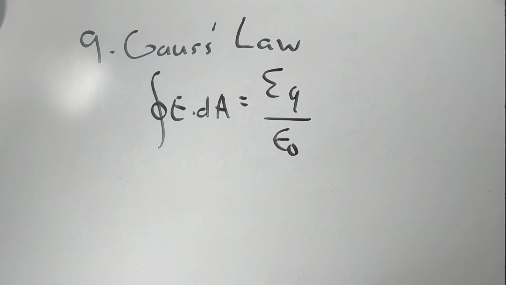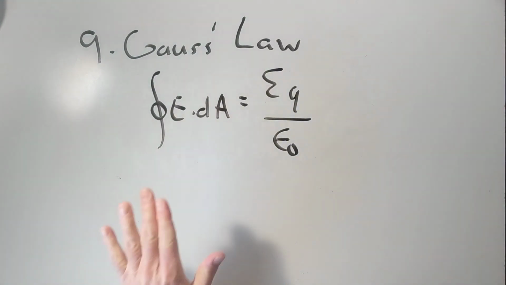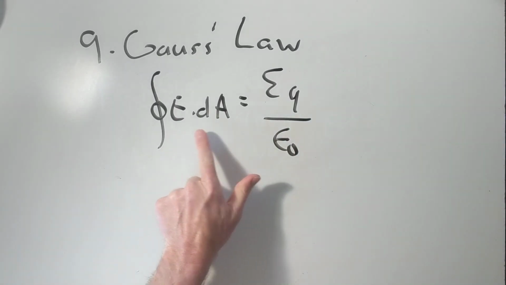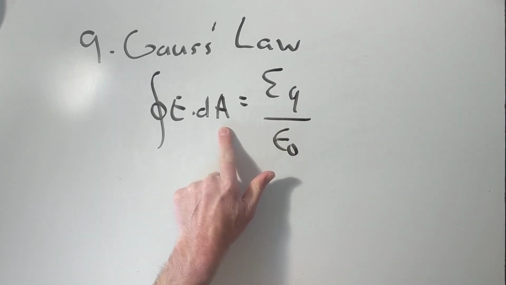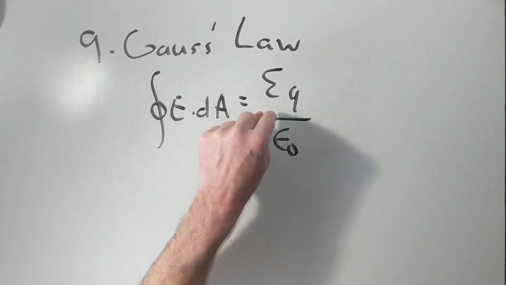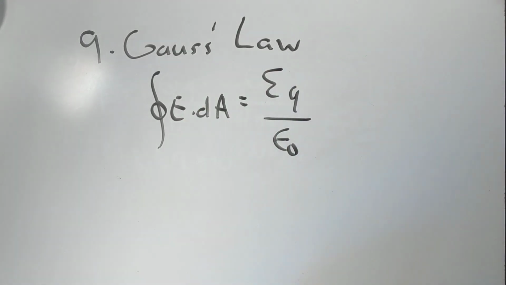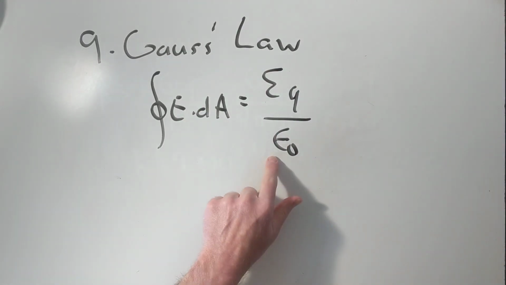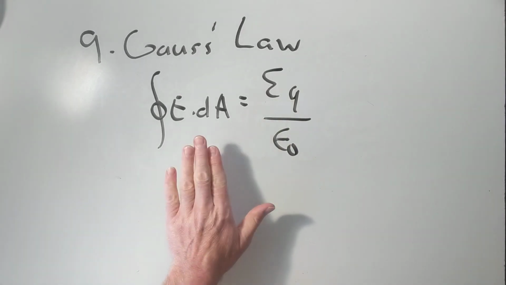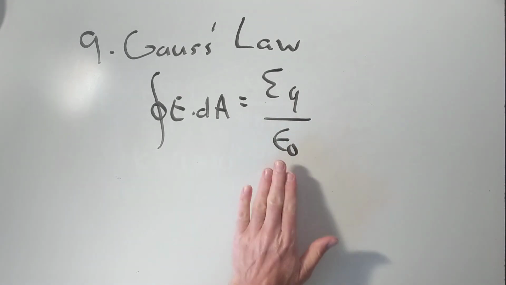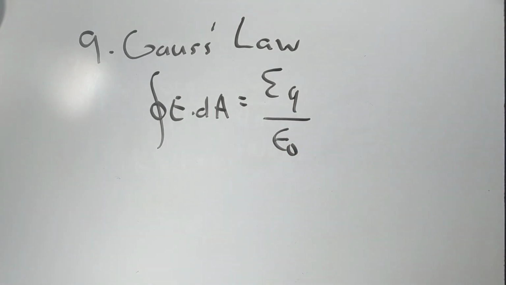Now, both sides of this equation are the flux. This is the electric field that passes through an area, so that is the electric flux. But also, the amount of charge inside of that area divided by epsilon naught is also the flux. So both of these are the flux. Only the charges that are inside will actually contribute to that.